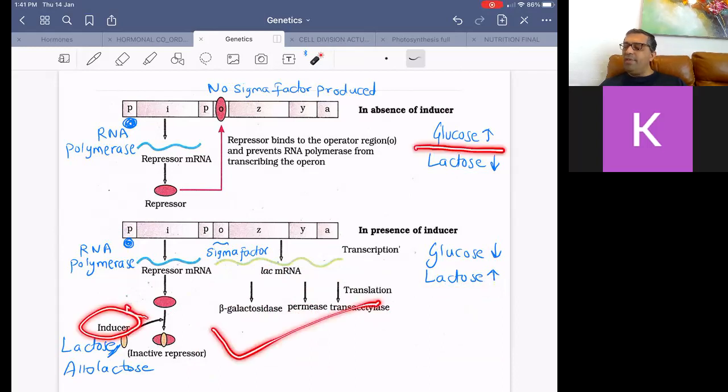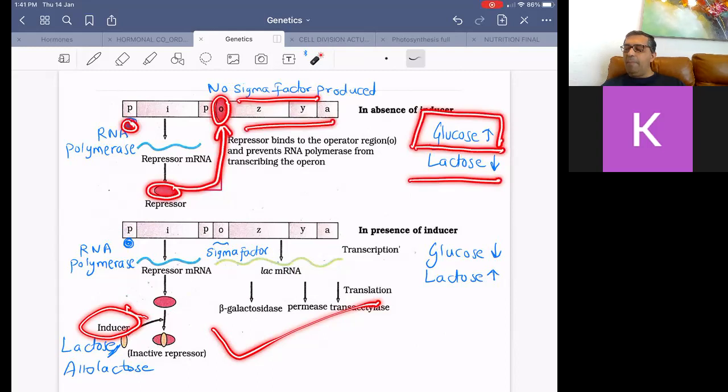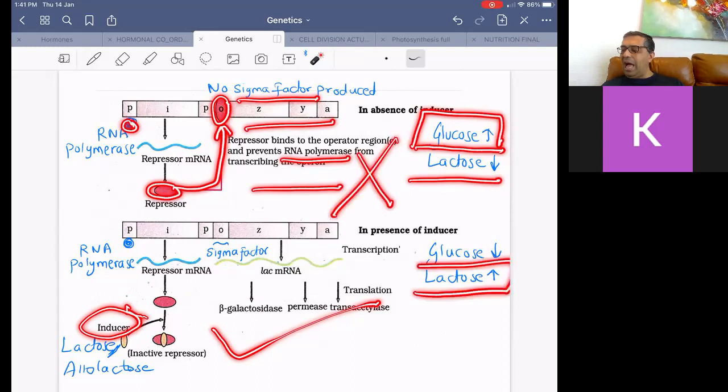So जब ग्लूकोज लेवल्स हाई है और लैक्टोज लेवल्स लो है, high glucose will help in formation of repressor protein, which binds to the operator gene, no sigma factor, RNA polymerase cannot go from promoter to structural genes, no RNA polymerase, no lac proteins, and lac operon switches off. And when lactose levels are high, lactose acts as an inducer, goes and changes the shape of the repressor protein.